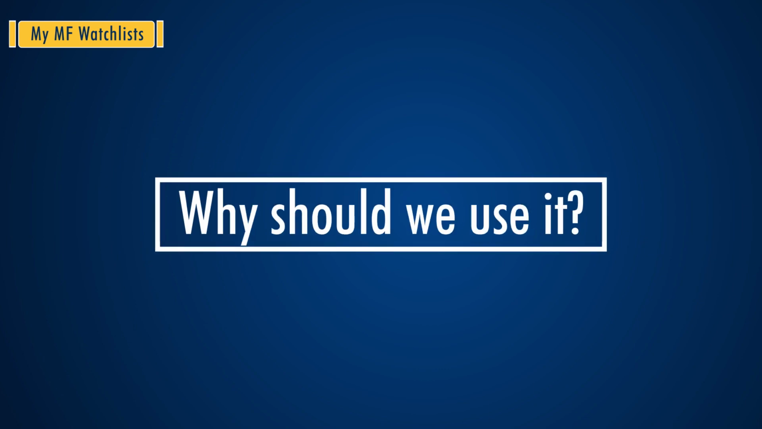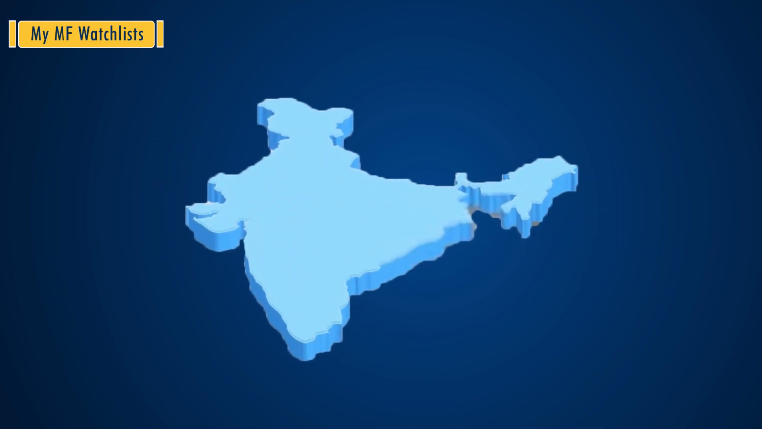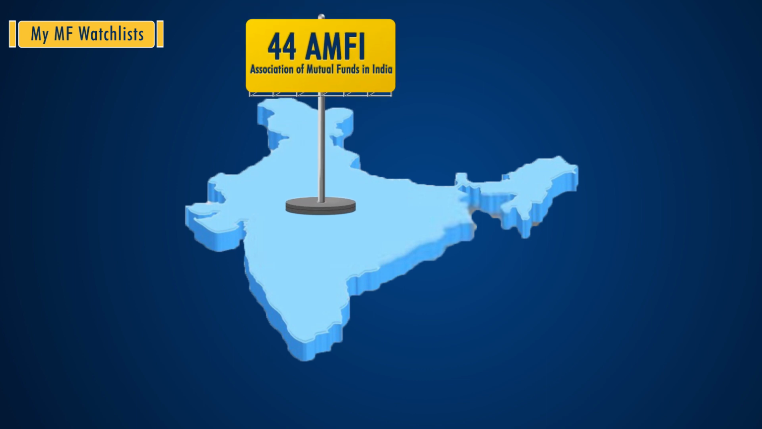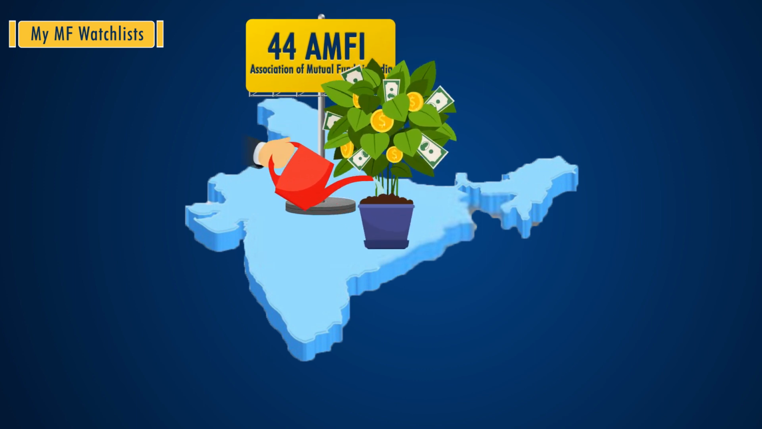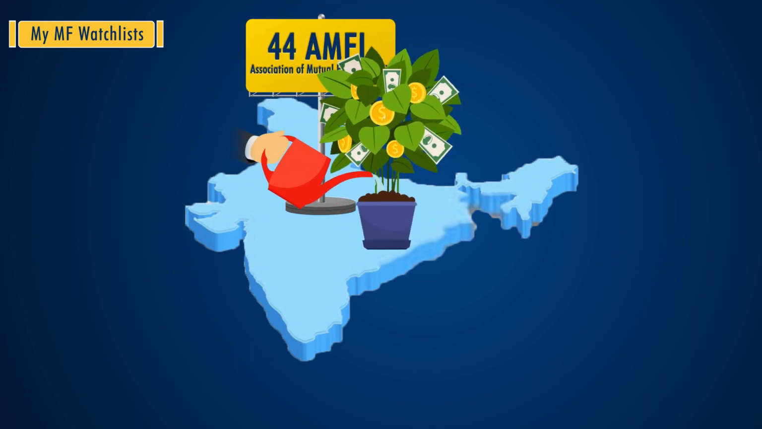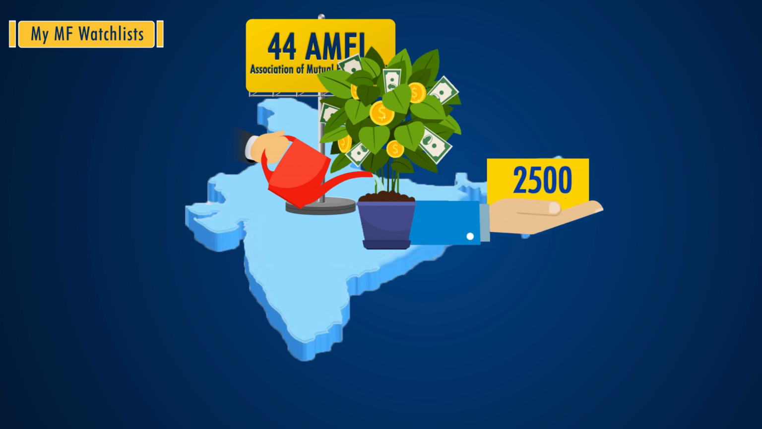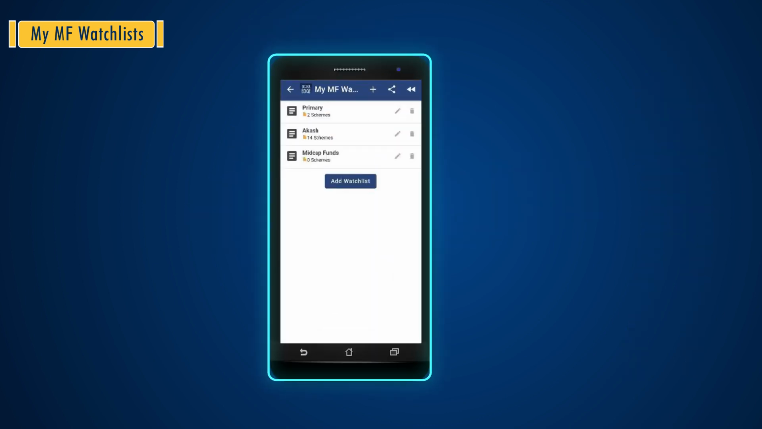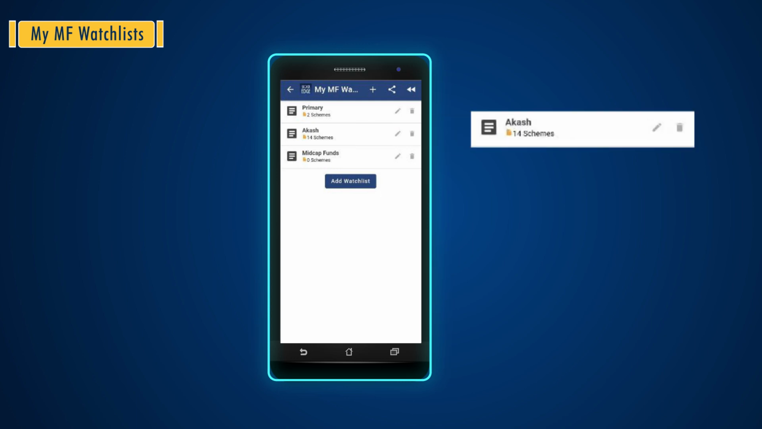So the question is, why should we use this feature? Since there are more than 44 AMFI, that is Association of Mutual Funds in India, registered fund houses which together offer more than 2500 mutual fund schemes in the markets, it becomes very difficult at times to track most of the schemes. So what you can do is create multiple watch lists in order to track them.